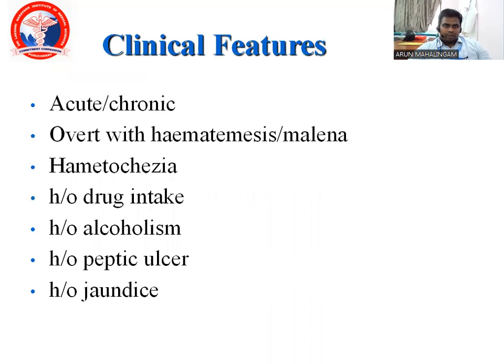Clinical features can be acute or chronic, overt with hematemesis and melena, hematochezia, history of drug intake, history of alcoholism, history of peptic ulcer disease, history of jaundice, for any gastric bleed.